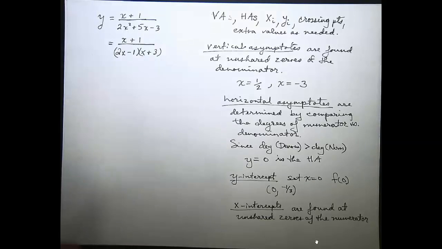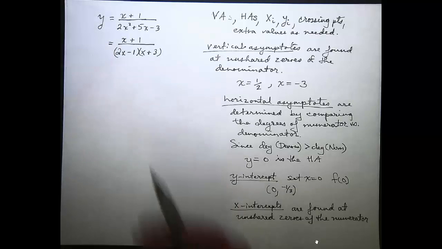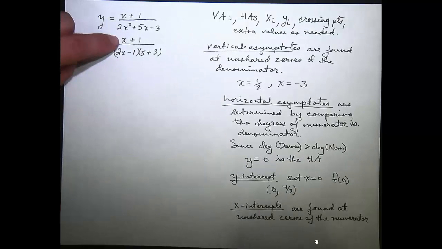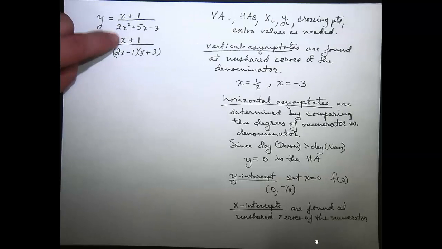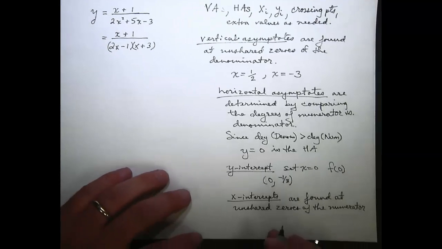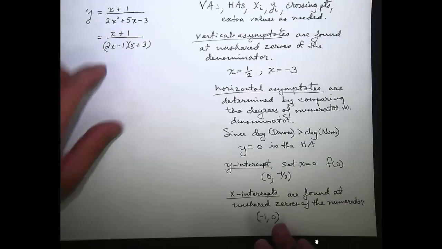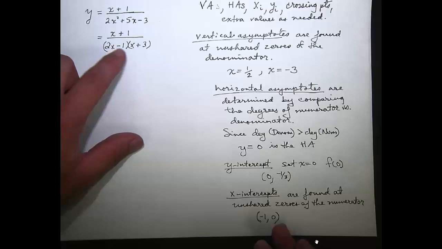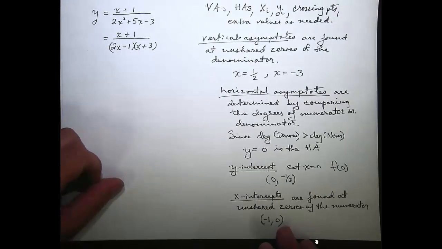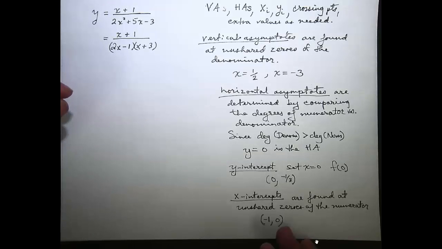That's not the case here. We have no shared zeros. Nothing that makes the bottom 0 also makes the top 0. So we're just worrying about what is the 0 of the top. The 0 of the top is -1. So that is the location of the x-intercept. It's at -1, 0. When you plug in -1 up here, it makes the numerator 0. It does not simultaneously make the denominator 0. So we're all good. Why do we worry about making the numerator and denominator 0 at the same time? Because 0 over 0 is undefined. So that's part of why there would be a hole there.